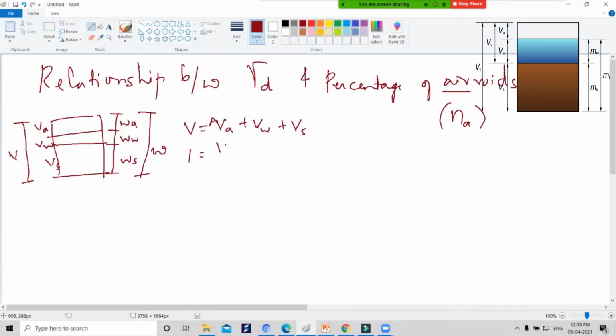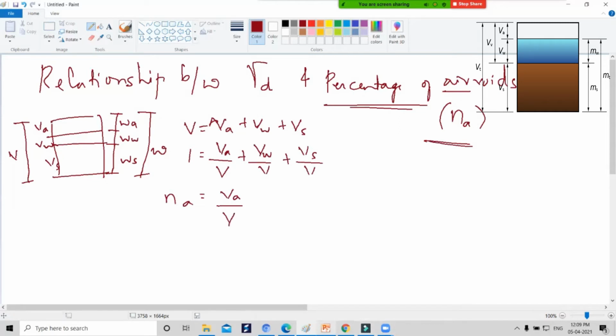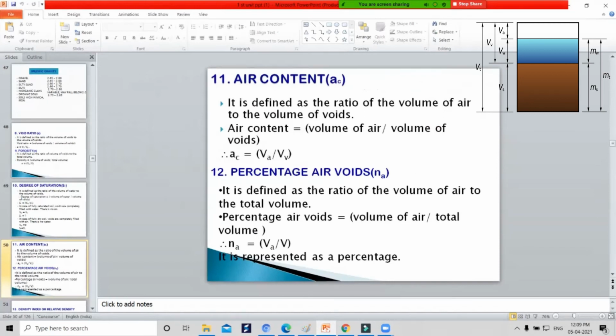If I consider the total volume 1, then I compare Va, the volume of air, divided by total volume, plus Vw by V plus Vs by V. As we already know, the percentage of air voids, Na, is given by Na is equal to Va divided by total volume V.